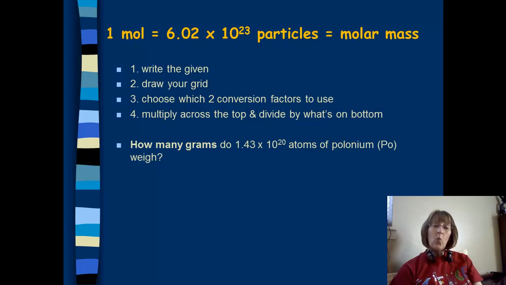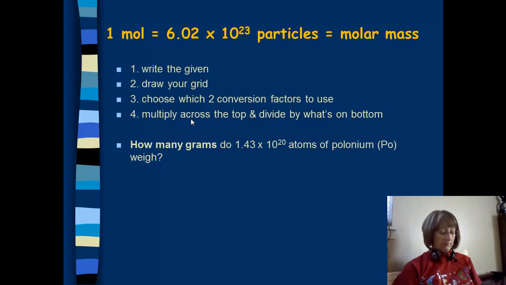Number 3, choose which of the 2 conversion factors you're going to use. They're listed right up here at the top. 1 mole is equal to 6.02 times 10 to the 23rd particles, and that's equal to the molar mass. Remember that the molar mass we get off of the periodic table. Those particles might be atoms or ions or molecules, formula units. And it's always 1 mole is equal to something. That number that's associated with the mole is always 1. Step 4, multiply. Once you have your conversion factors chosen, multiply across the top and then divide by what's on the bottom.